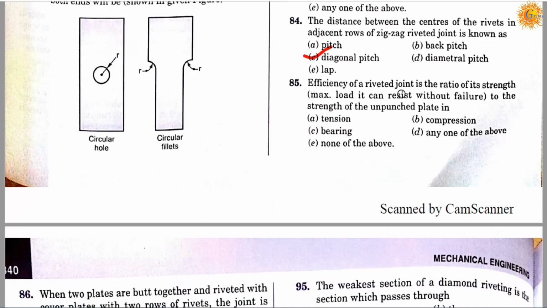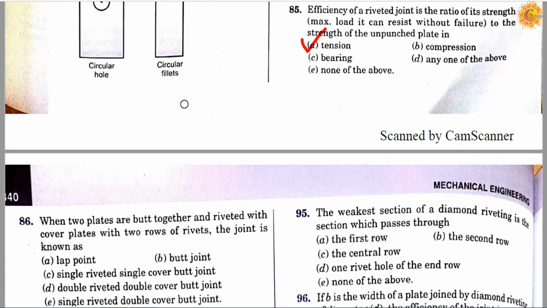Question number 85. Efficiency of a riveted joint is the ratio of its strength, maximum load it can resist without failure due to the strength of the unpunched plate in. Option A is a tension, option B is a compression, option C is a bearing, option D is any one of the above, and option E is none of the above. Correct answer is A. It's a tension.